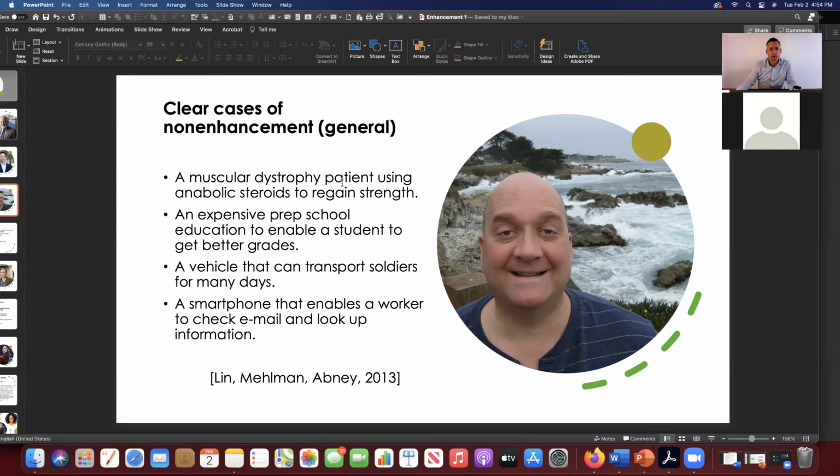A muscular dystrophy patient using anabolic steroids to regain strength. Supposed to be a clear case of non-enhancement. And you're likely to say, oh, that counts as a form of therapy, right? We're using the anabolic steroids therapeutically to help a patient who's suffering from a disease.